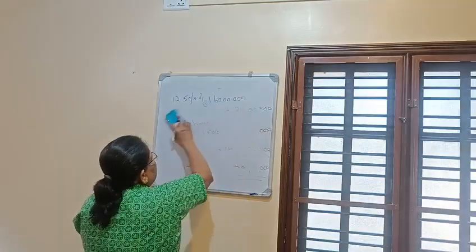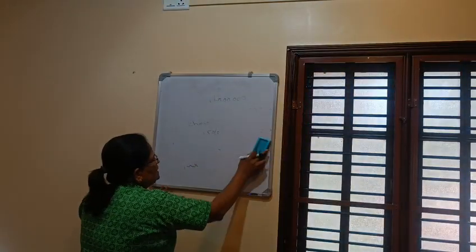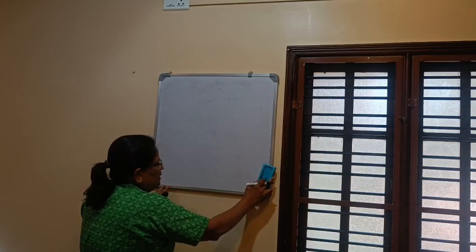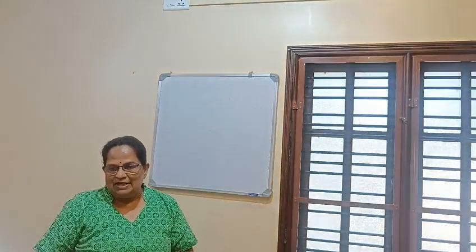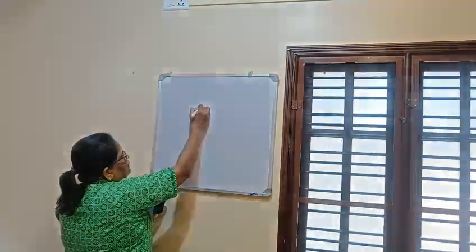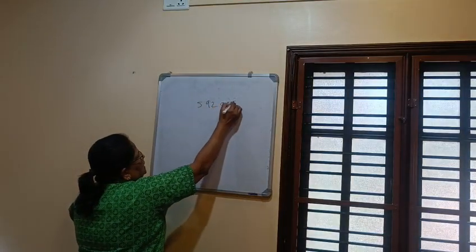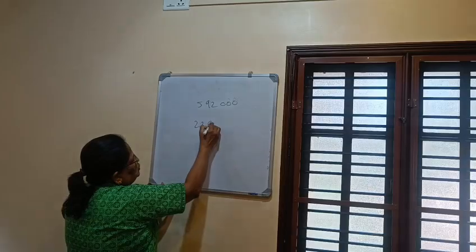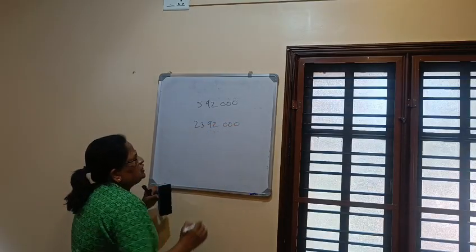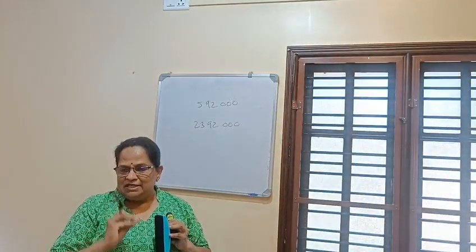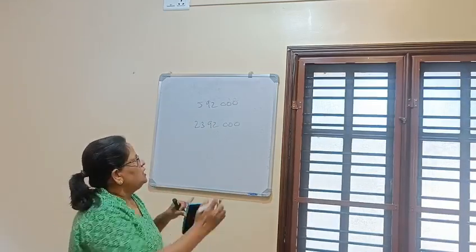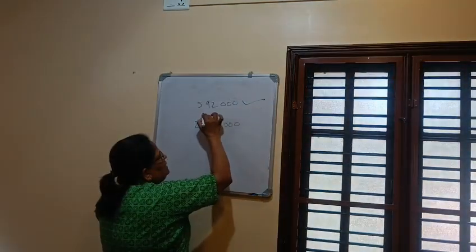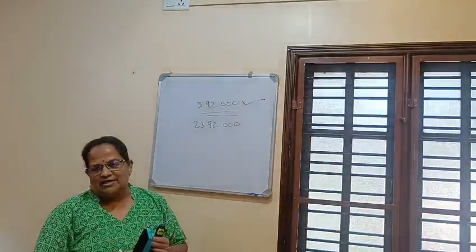Now we have to do the deciding factor. How will you decide? First, the tax liability with indexation is 5 lakhs 92,800. Without indexation it is 23 lakhs 92,000. In income tax you have to remember that wherever we get the least tax liability, we will accept that. So the assessee will decide to go for with indexation.